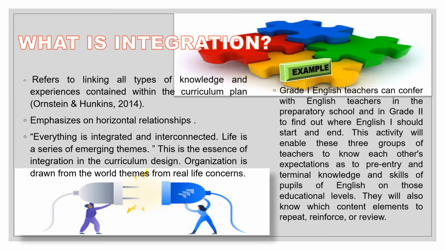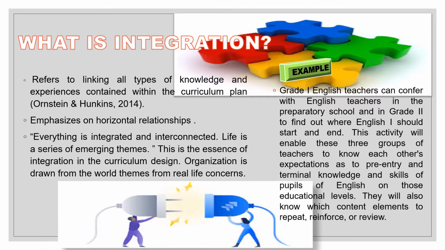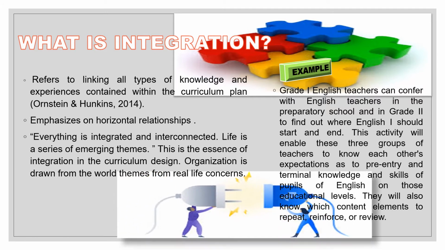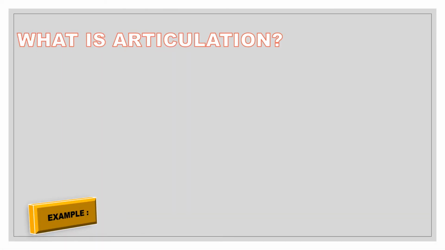Example: a Grade 1 English teacher can confer with English teachers in the preparatory school and in Grade 2 to find out where English 1 should start and end. This activity will enable these three groups of teachers to know each other's expectations as to pre-entry and terminal knowledge and skills of pupils of English on those educational levels. They will also know which content element to repeat, reinforce, or review.